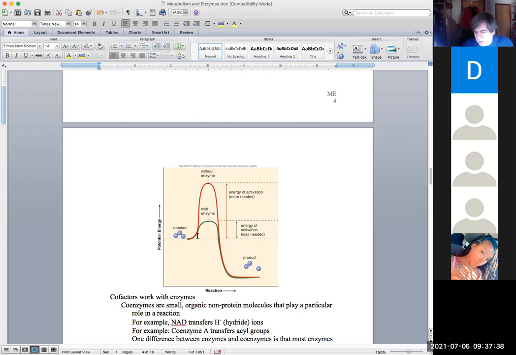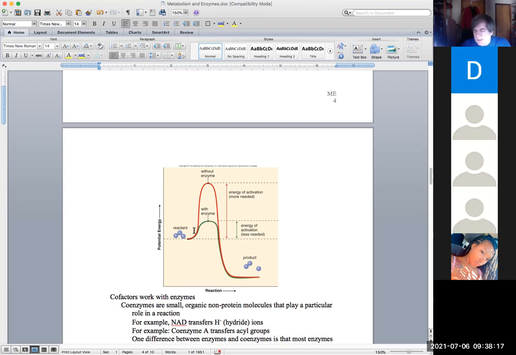The green line represents what happens with an enzyme. Now notice when we have an enzyme, the reactants start out at the same level. The products end up at the same level. So an enzyme doesn't change the energy in the chemical bonds of the reactants to start with. The enzyme doesn't alter the energy in the chemical bonds of the products at the end. All it does is it makes this hill, this energy of activation, lower with an enzyme.